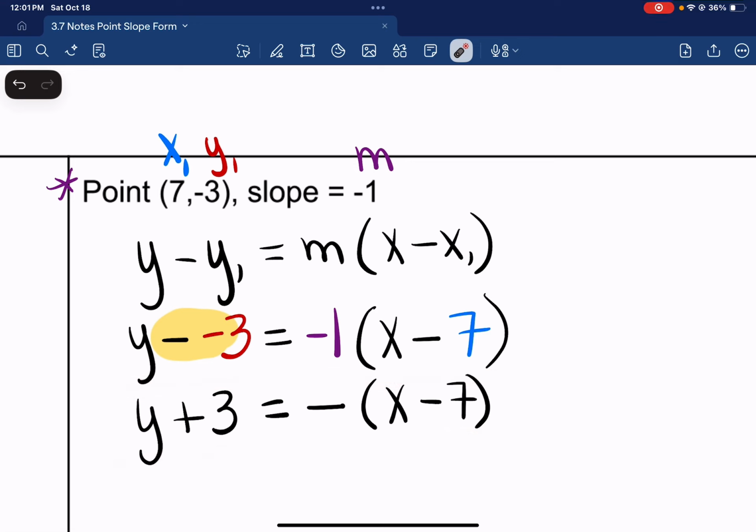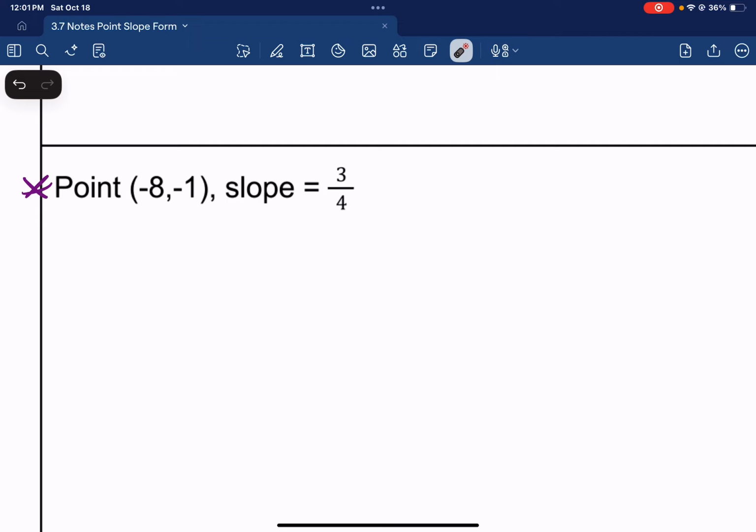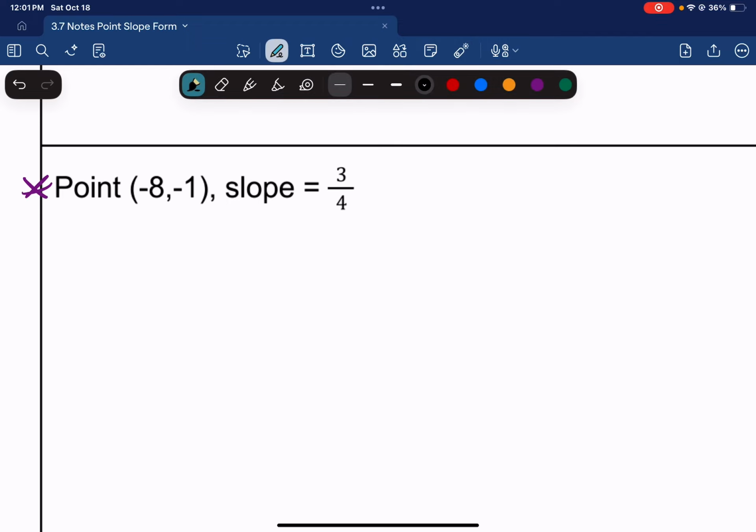Now I want you to pay attention to the fact that this x1 is positive 7. So when it gets substituted into our equation, it always says x minus 7. Okay, this y1 term is a negative 3, but when we sub it in, it simplifies down to y plus 3. The signs appear to be opposite because remember, we're subtracting whatever value we're subbing in. All right, let's do one more. I know how much you guys love fractions.